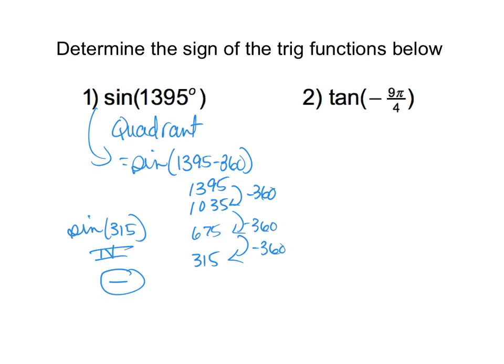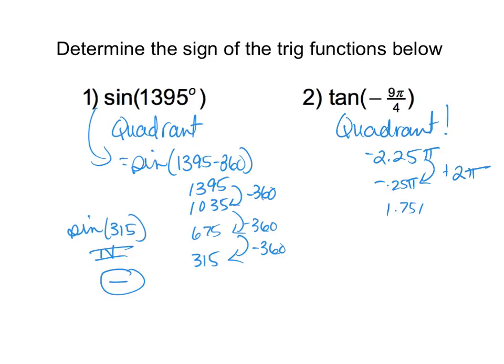For the second problem, same kind of idea. I have to know the quadrant. So I know that negative 9 divided by 4 is negative 2.25. I'm going to add 2 to this. This is negative 2.25 pi. I'm going to add 2 pi. That's negative 0.25 pi. Add 2 again. That gives me 1.75 pi.